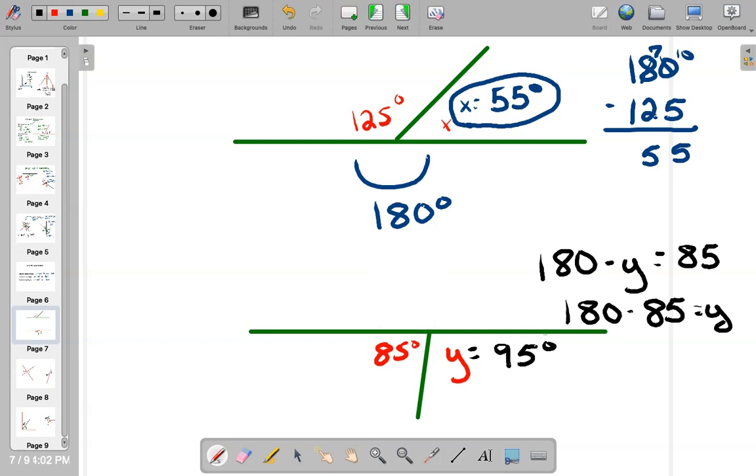95 degrees, which, as my friend 50 Cent would say, was 95 degrees.